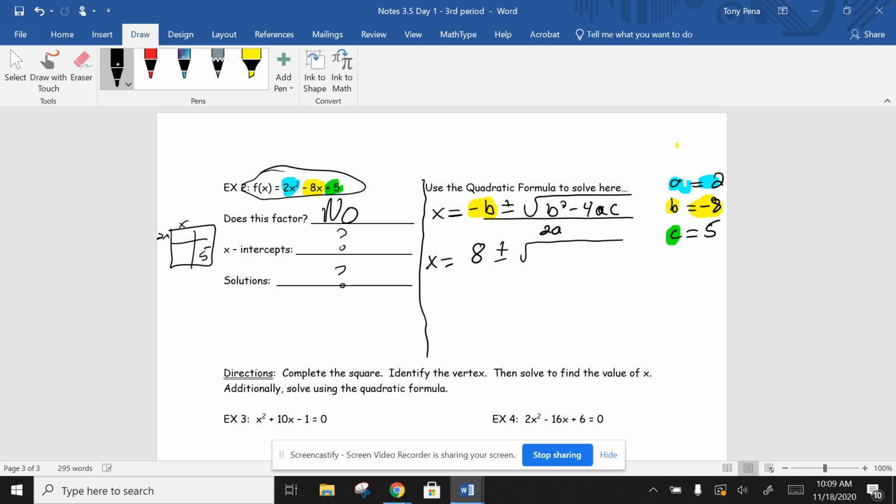Plus or minus b squared, so take that negative 8, you're going to square it. And then we do minus a 4 always. And then whatever a is, multiplied by whatever c is. I'm going to unplug some things before I lose my computer here. So a should be 2, and then c should be the 5. And then all divided by 2 times a. A is again 2.